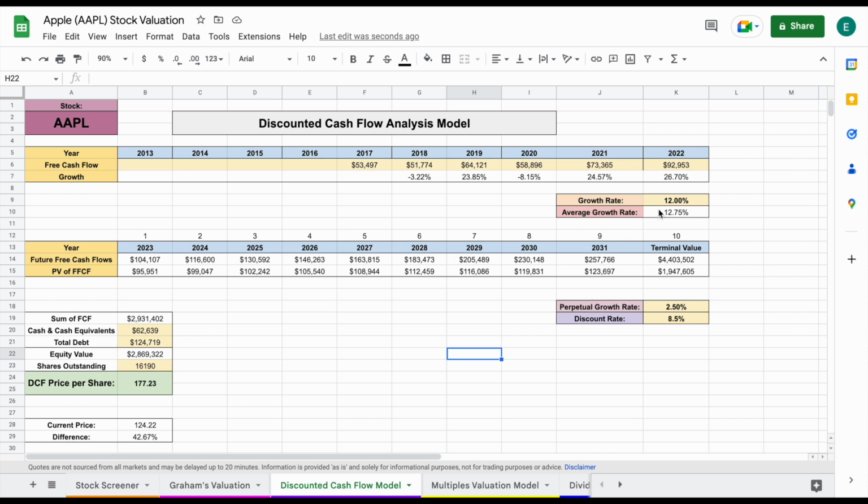So in order to do this, we need to project a growth rate to the future free cash flow. So you can see right here, I plugged in the historical free cash flow so we can see our year-over-year growth rates for this company.